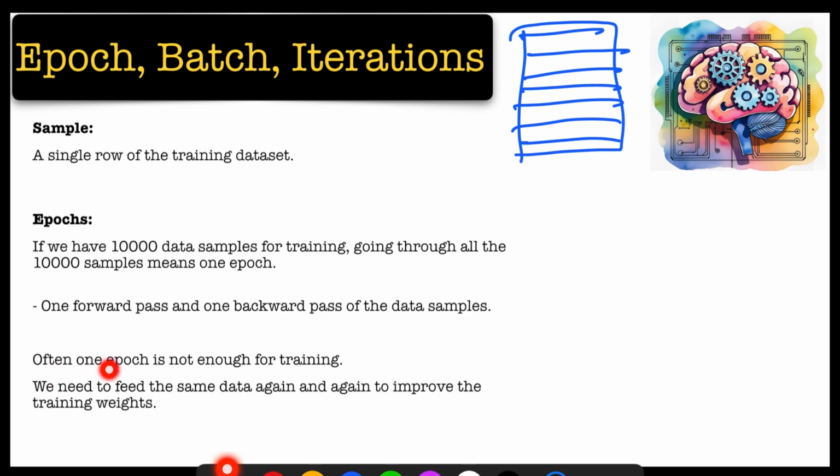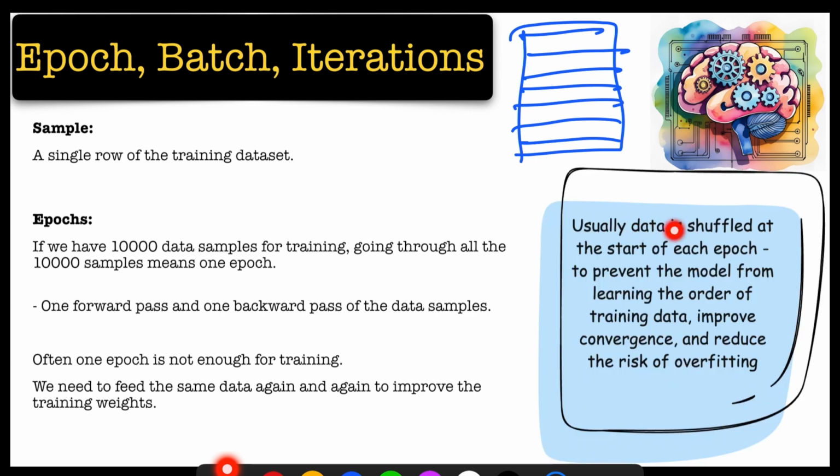Now, often one epoch is not enough for our training. So we need to feed the same data again and again to improve the training weights. And usually data is shuffled at the start of each epoch. Why? To prevent the model from learning the order of the training data, which is not required, right? Otherwise the model will tend to overfit. So if we shuffle, it improves the convergence and reduces the risk of overfitting.